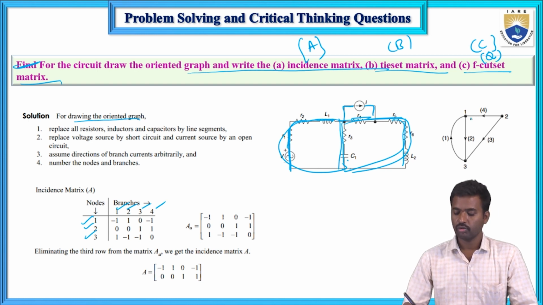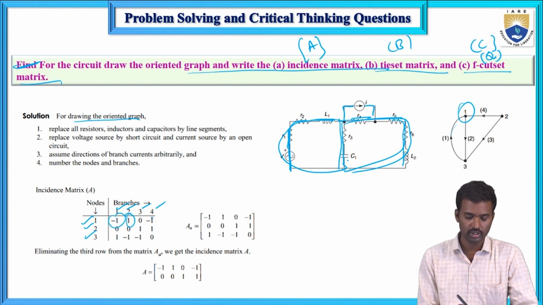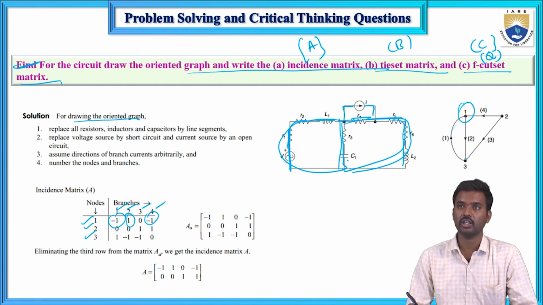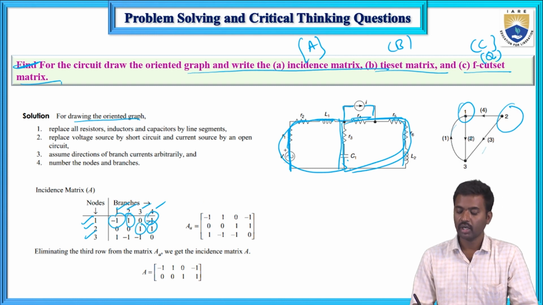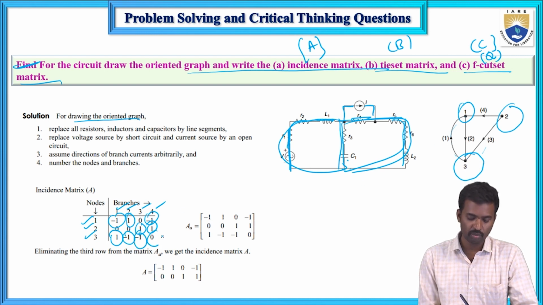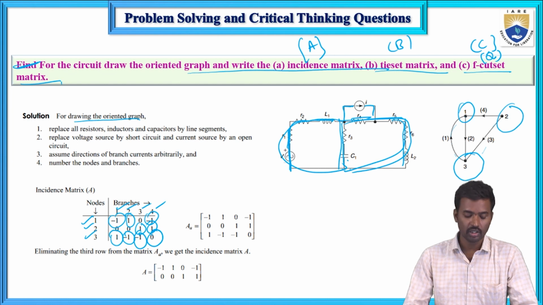Now from the first node, 1 is entering, that is minus, and 2 is leaving, that is plus, and 4th is entering, that is minus, and 3 is not associated. And next for the second node, 4th is leaving and 3 is leaving, so plus, and remaining 1 and 2 are not associated. And next for the third node, 1 is leaving, that is plus, and 2 is entering, that is minus, and 3 is entering, that is minus, and remaining 4th branch is not associated.